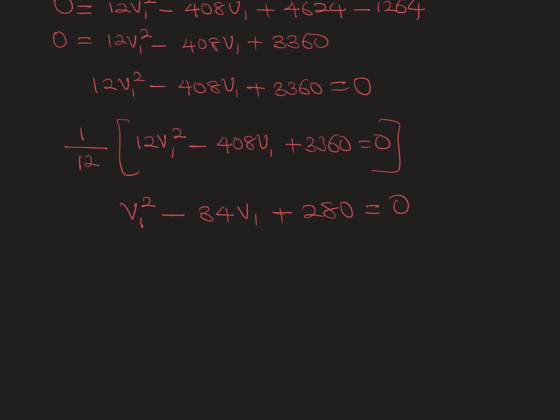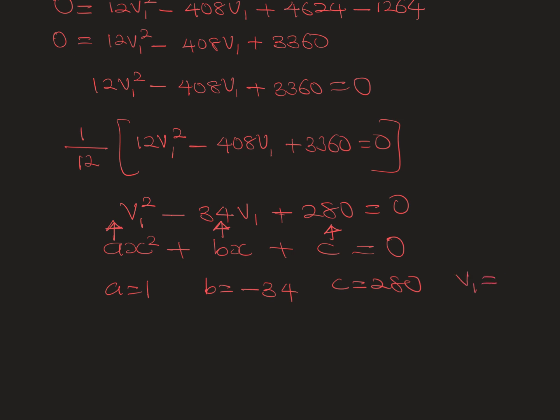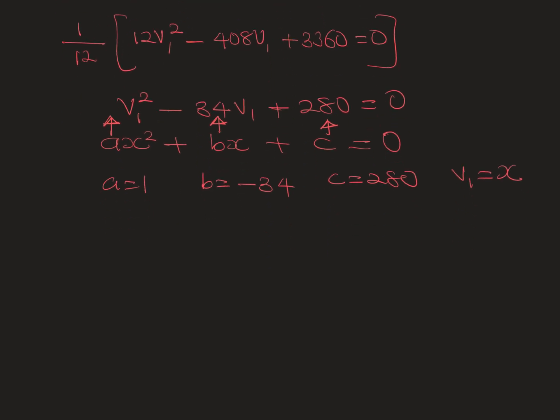This is a quadratic equation. So if you compare it with the quadratic formula, which is ax squared plus bx plus c is equal to 0, a will be equal to 1, because if there is no number in front, the coefficient is 1. B will be equal to negative 34, and C will be equal to 280. V1 will be equal to x. So if I want to find V1, I have to use the quadratic formula.